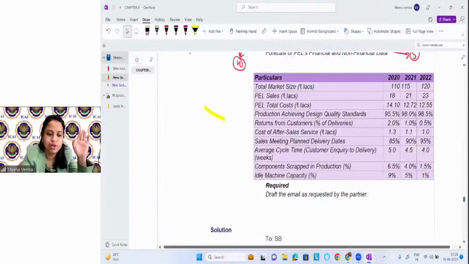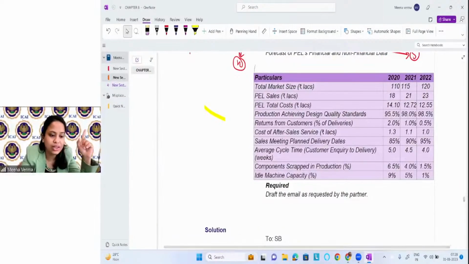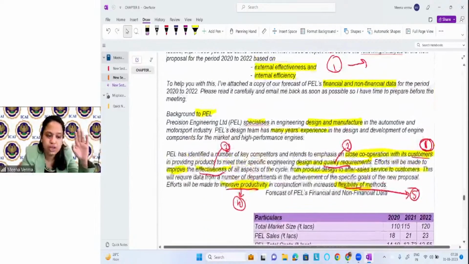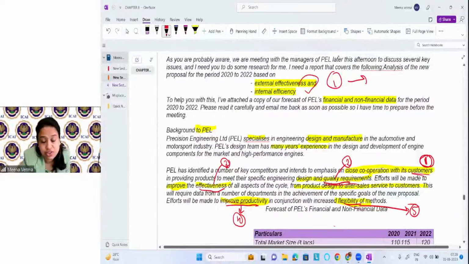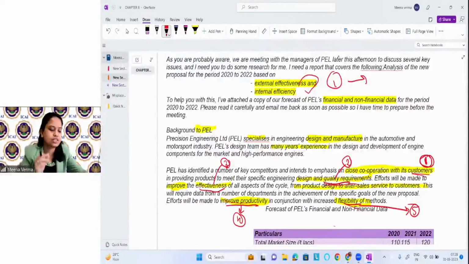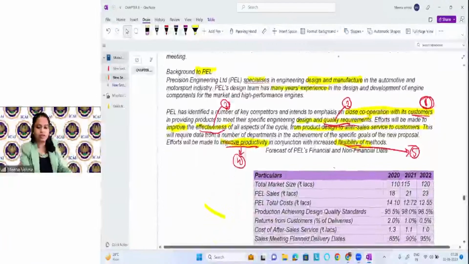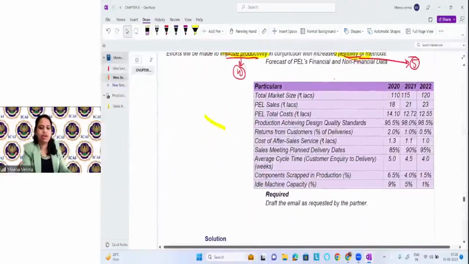Nowhere it is mentioned. But you have to use your common sense that all the information which they have provided here is all related to the performance pyramid. You know, external effectiveness and internal efficiency come under the performance pyramid. Then quality, customer satisfaction, productivity, flexibility, financial, non-financial data, all these things come under external effectiveness. So it is implied that they are talking about external effectiveness here. Okay. Now they have given you some financial and non-financial data also.